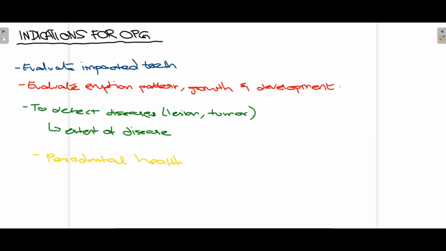Now finally, talking about the different indications for performing an OPG, for example when we order the patient to get an OPG done, what do we keep in mind? That is to evaluate if there are any impacted teeth. Then we also evaluate the eruption pattern of teeth, growth and development of teeth, as well as the maxilla and the mandible. In this OPG we can also detect different diseases, for example lesions and tumors, and if present, we can also detect their extent, how they are spread in the maxilla or mandible or any part of the OPG. And then finally we also determine the periodontal health of the entire dentition.